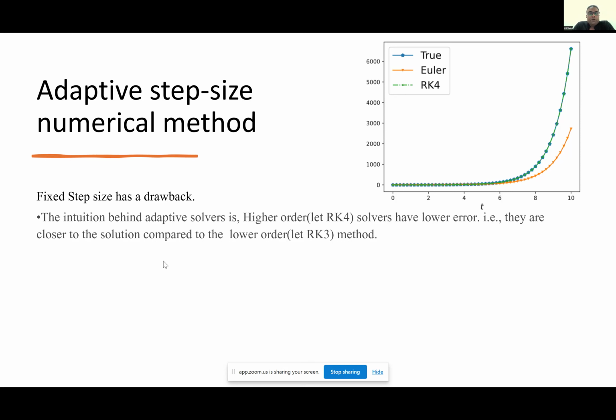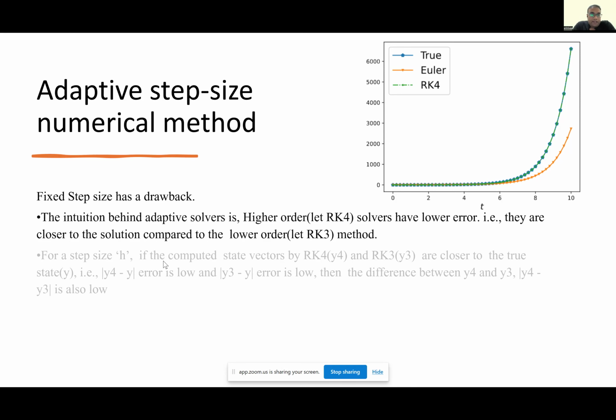So the adaptive numerical solvers: the intuition behind the proposed adaptive numerical methods is that, as we have shown, higher order numerical methods are more accurate with the same step size. Let's fix a step size and compute the solution using the RK4 and RK3 methods. The solution computed by RK4 is closer to the actual solution compared to RK3, right? So let's say we computed two different states using RK4 and RK3.